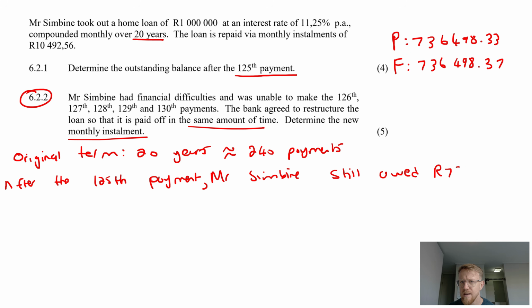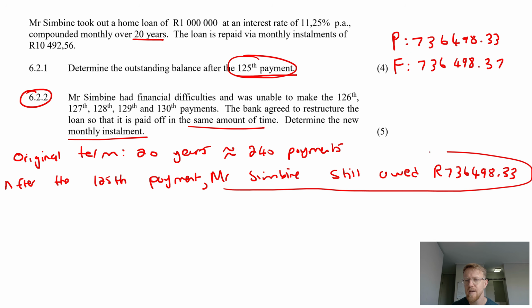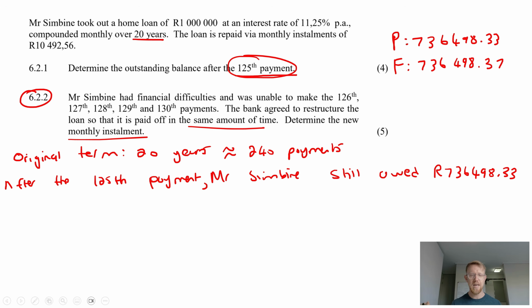But he still owed 736,498.33. So after the 125th payment, this is how much Mr. Simbine still owed on the loan. Okay, so that is what he still owed. Then he misses 1, 2, 3, 4, 5 payments. So guys, what is going to happen to this value when Mr. Simbine doesn't make his payments? Remember that your loan that you still owe the bank, it just keeps growing and it keeps growing and it keeps growing.